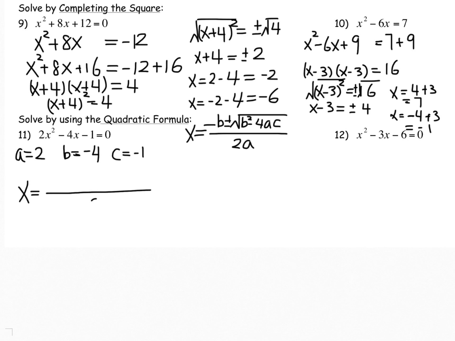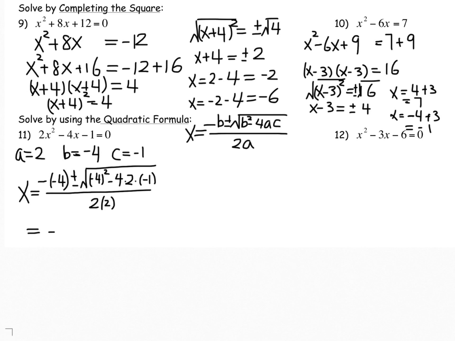So we have the denominator is 2 times a, so a is positive 2. At the numerator, we have minus b, so don't forget your negative sign, minus b, and b is a negative number, so I like to put a parentheses. Plus or minus, the b squared is, so negative 4 squared, minus 4 times a times c, so again c is a negative number, so put a parentheses.